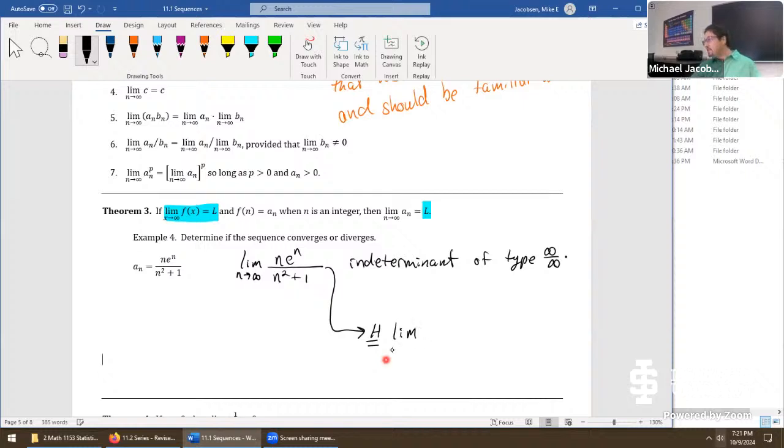You might say it's the limit as n goes to infinity of, in L'Hopital's rule, we differentiate the numerator, and we would get e to the n plus n e to the n with the product rule, and 2n in the denominator. But anyone see what makes that a weird statement, differentiating this function?